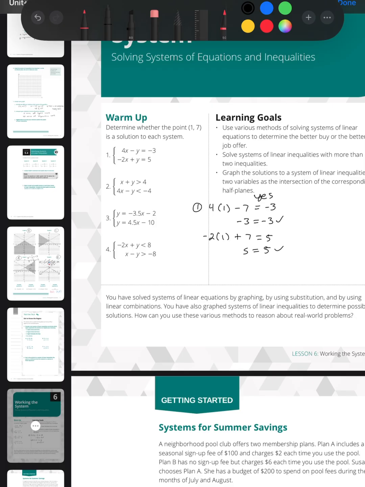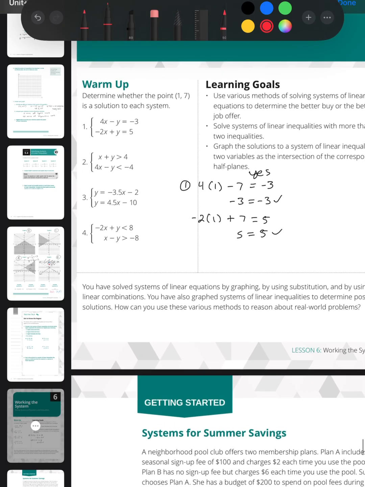And then if we do the same thing for 2, number 2 is an inequality, you'll notice. So x plus y, so 1 plus 7 greater than 4. And that gives you 8 is greater than 4. So that does check out, it's accurate. And then for the second one, 4 times 1 minus 7 for y less than -4. And if we simplify that one, we're going to get -3 is less than -4. And that is not true. -3 is greater than -4. So for that one, no. That is not a solution, the point (1, 7).